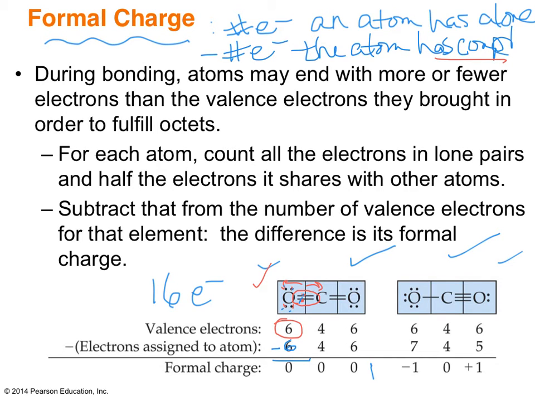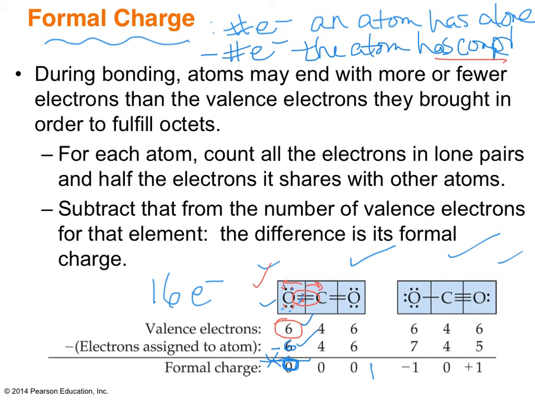So in other words, the oxygen in this structure has the same number of valence electrons when it's on its own or when it's in this compound. Therefore, it has a formal charge of 6 minus 6, or 0. Formal charge of 0 is good, okay? That's what you're striving for.